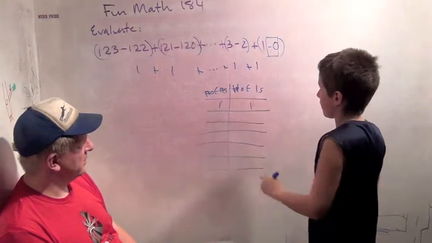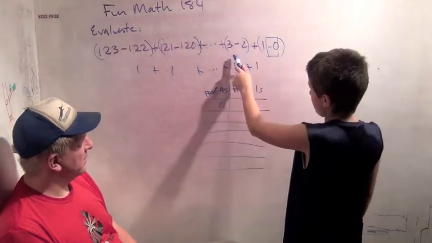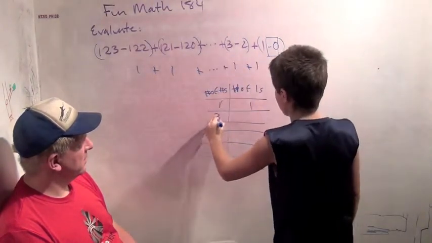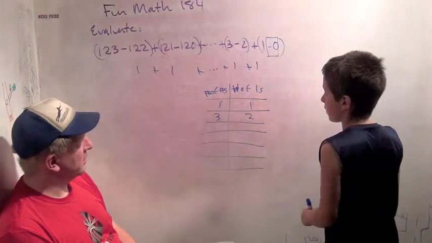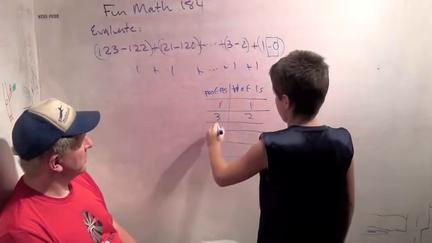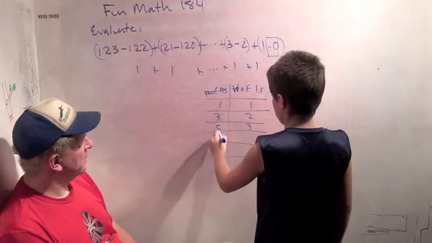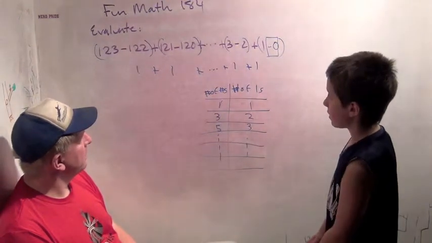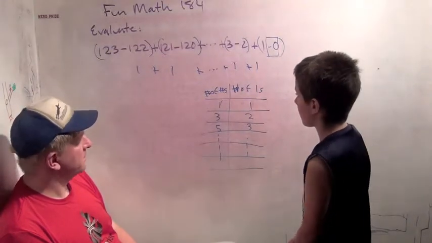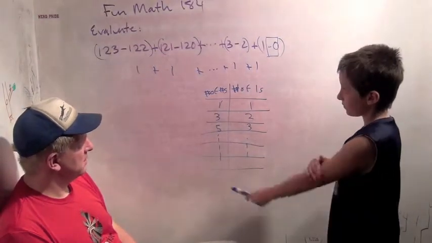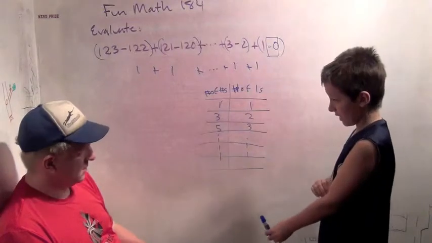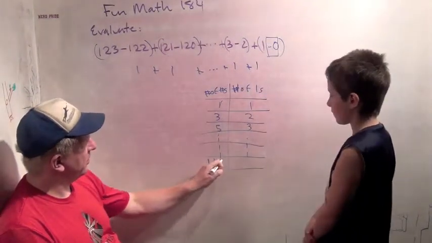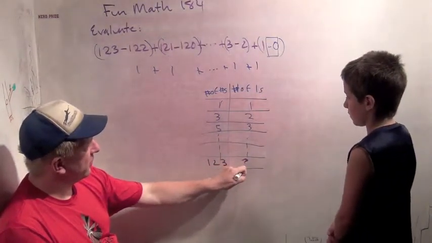There's 1, 1. All right. Then 3 numbers here. There's 2 ones. Okay. Then 5 numbers. There's 3 ones, and etc. etc. etc. Down to what? Down to when there's 123 numbers. This is what we're trying to figure out, how many ones there are.